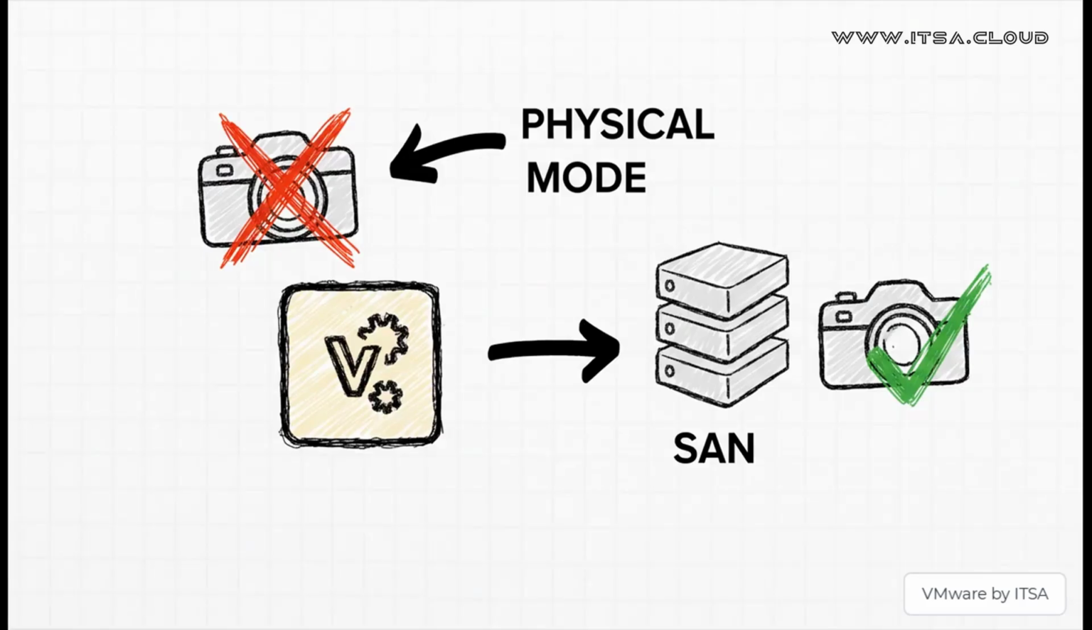And here is the absolute most critical takeaway. I mean, if you remember one thing, remember this. If you choose physical mode to get that deep hardware access, you completely lose the ability to take those normal VM snapshots inside vSphere. Gone. The SAN is in charge now, so you'd have to use array-based snapshots if you have them.